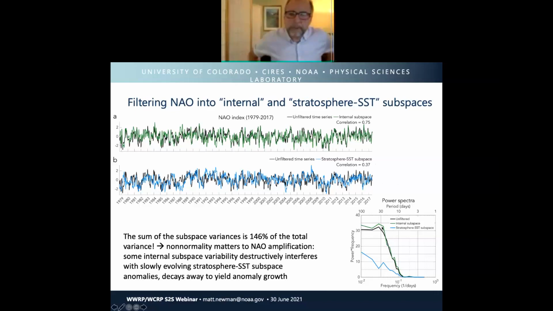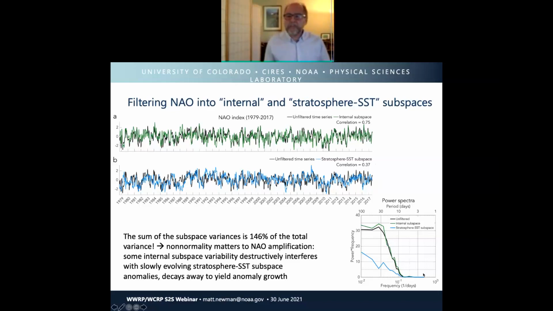Similarly, I'm showing the power spectra here. The black is the total NAO power spectra, the green is the internal subspace, and the blue is the stratosphere-SST subspace. So there's a couple of things to note here. Number one, the internal subspace portion is already very highly correlated with the observed index, but the stratosphere-SST subspace is not. So you might look at this and say, oh, okay, we've removed something that somehow makes it less NAO-like by taking out this stratosphere-SST subspace, which in fact is the opposite of what I'm going to show you.